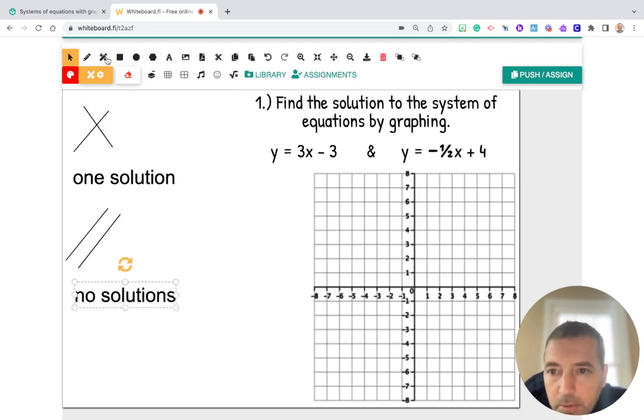And the last thing that can happen is we could graph them and the two lines could overlap, which means they would be on top of each other. If this happens, we'd say that the system has infinite solutions.